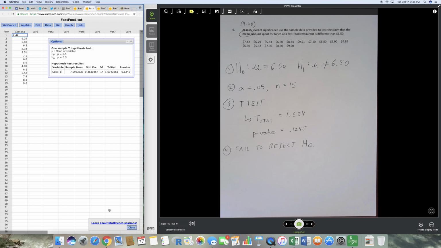So a summary of this in the context of a business, we would say that at the 0.05 level of significance, there is insufficient evidence to support the claim that the amount spent for lunch is different than $6.50.